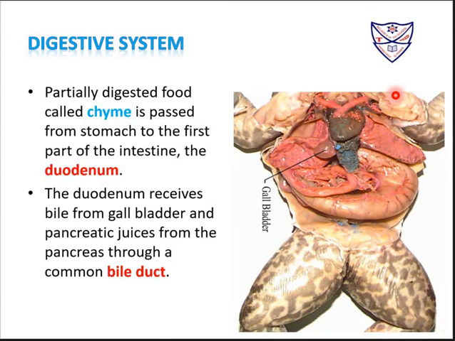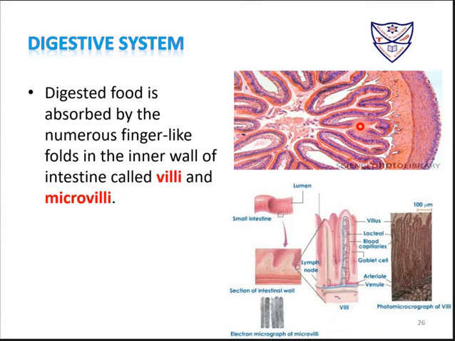It receives bile from the gallbladder and pancreatic juices from pancreas through common bile duct as we saw earlier. The bile here emulsifies the fat and the pancreatic juices digest carbohydrates and protein. The final digestion takes place in the intestine. The digested food is absorbed by these finger-like projections which are called villi and microvilli. The undigested solid waste moves into rectum and it passes out through the opening, that is cloaca.